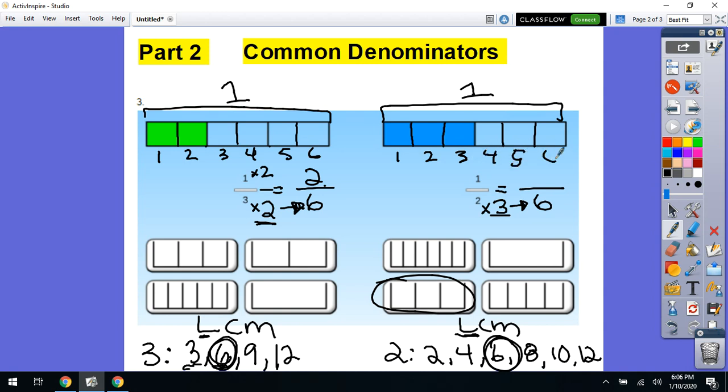5, 6. So out of 6 pieces, I have 1, 2, 3 pieces shaded in. Excellent. So 3 out of 6 again. What happened to the numerator? Oh, look, that's times 3. Excellent.